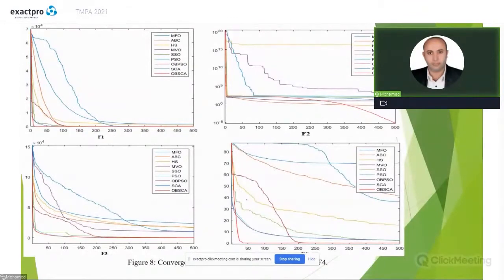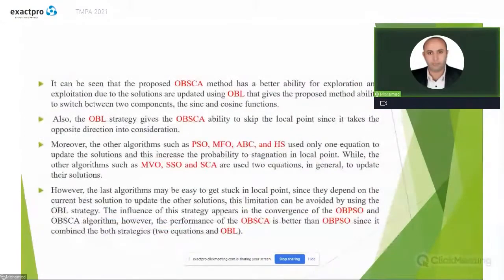From these results, we can see that opposite-based learning has a large effect on the performance of sine cosine when the proposed algorithm is compared to the traditional one. In addition, we compared the proposed sine cosine algorithm with other techniques such as opposite BSO, and we found that it has a larger effect and provides better results than BSO.